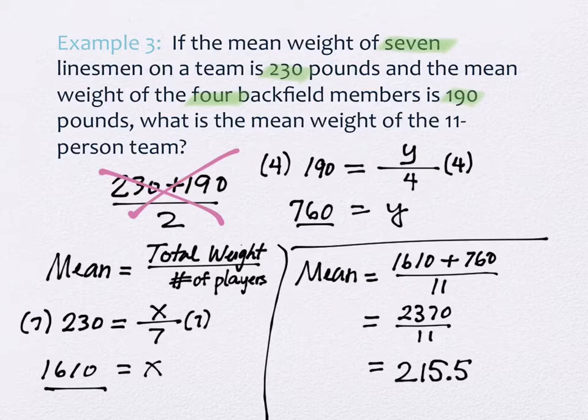And did you give me a unit, Shelby? Pounds. Good. Pounds is LBS if you aren't sure. So the average weight of each football player on the team would be 215.5 pounds.